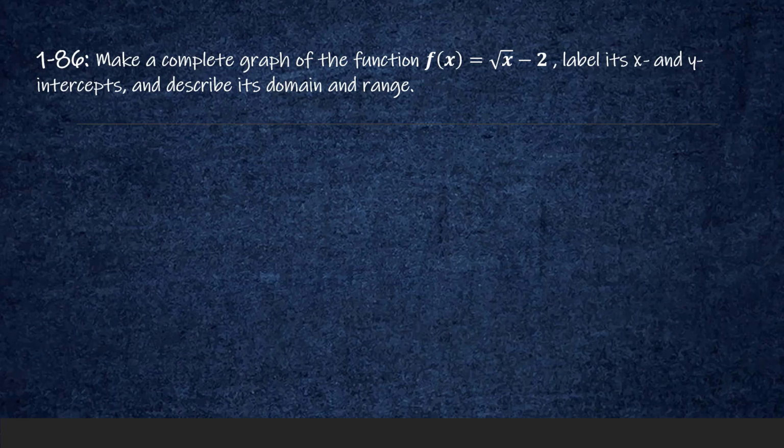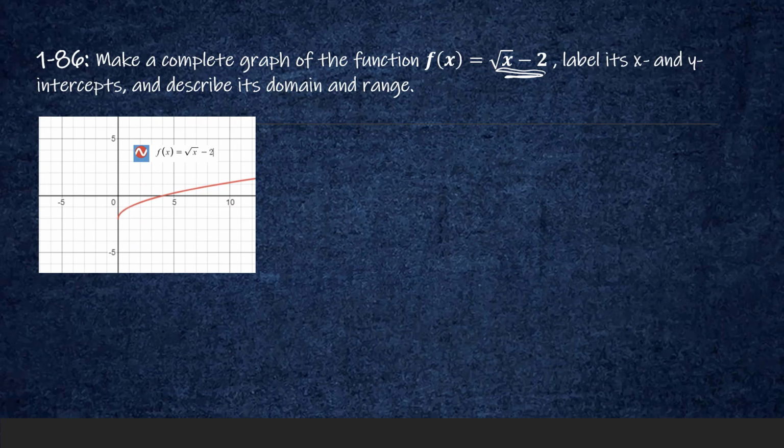1-86, make a complete graph of the function f of x equals the square root of x minus 2, label its x and y intercepts, and describe its domain and range. Pay really close attention to where that minus 2 is. Is it under the radical or is it outside of the radical? So let's show the graph and talk about why that makes a difference.